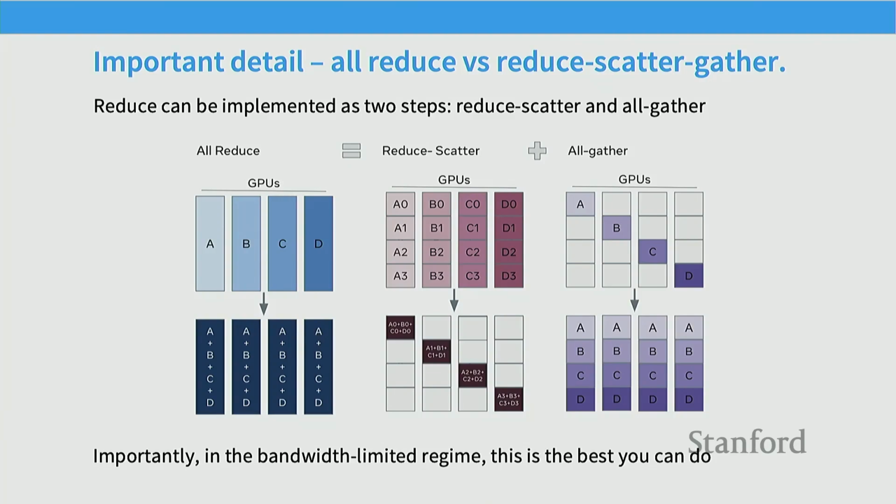And in the bandwidth limited regime, this is basically the best that you can do, right? With all reduce, the best that you can do is roughly matching the bandwidth that you can get out of a reduce scatter and all gather. And you can convince yourself of this by writing out how many communication operations happen in both all reduce and the right-hand side.